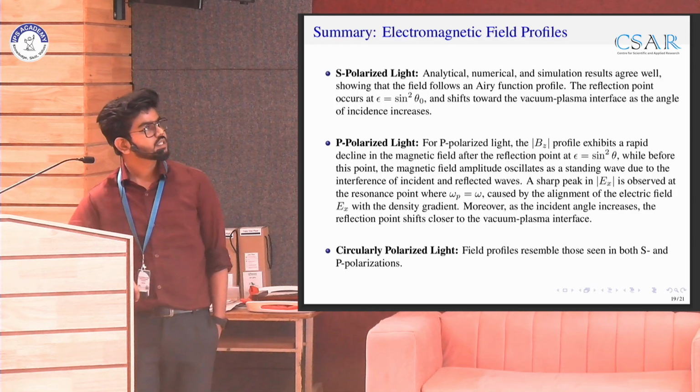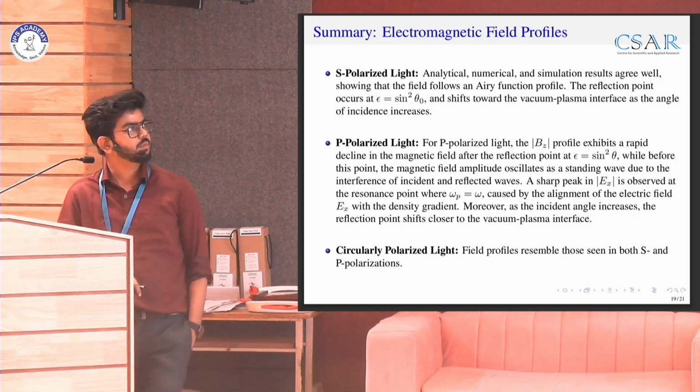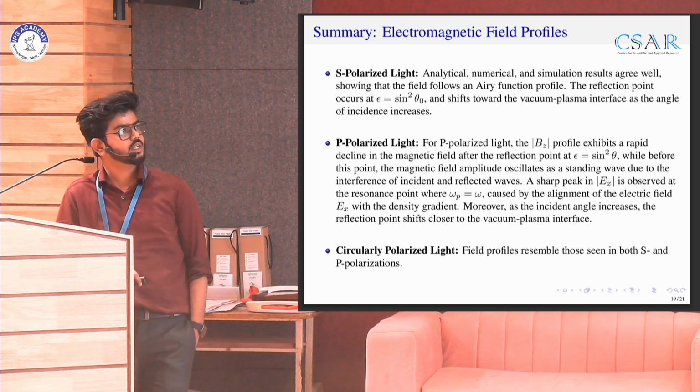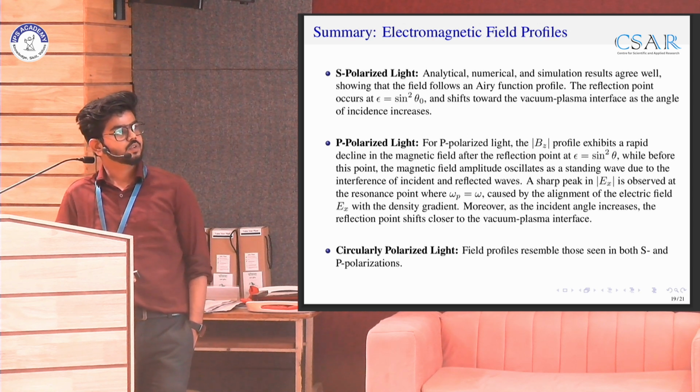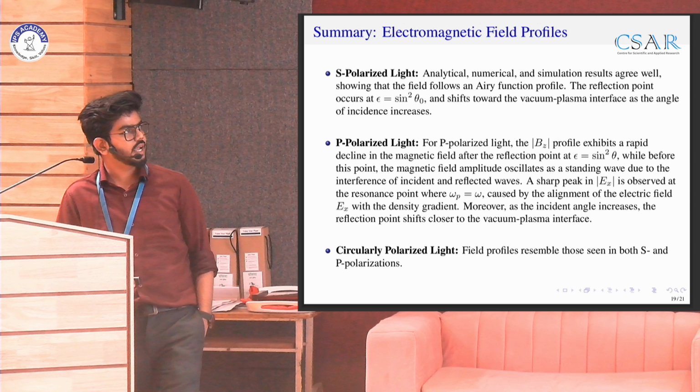Okay. Summary for the electromagnetic field profile. In the case of S-polarized light, analytical, numerical, and simulation results agree well, showing that the field follows the Airy function profile. The reflection point occurs at epsilon equal to sine squared theta and shifts towards the vacuum-plasma interface as the angle of incidence increases.